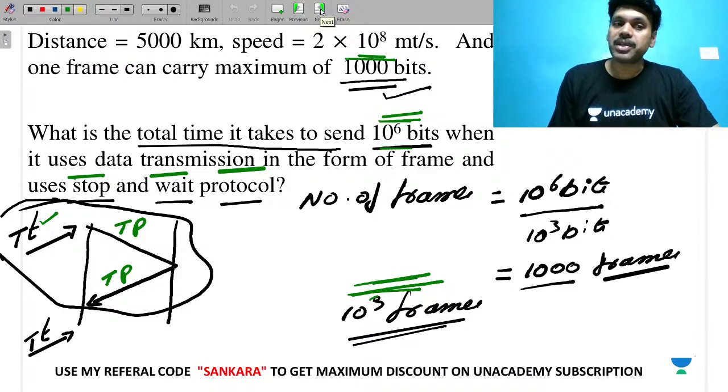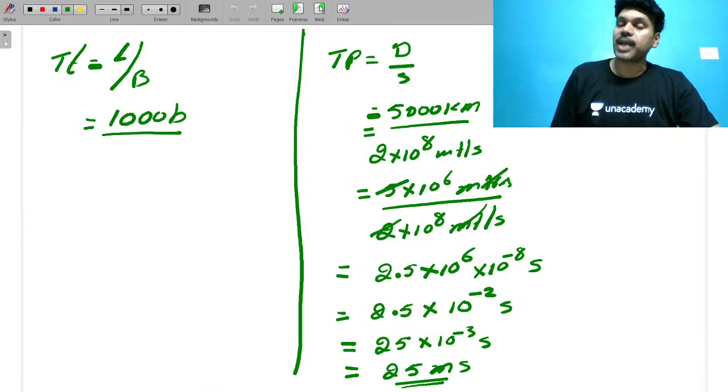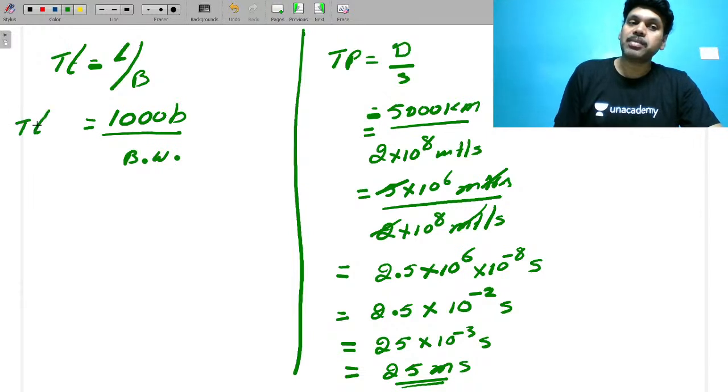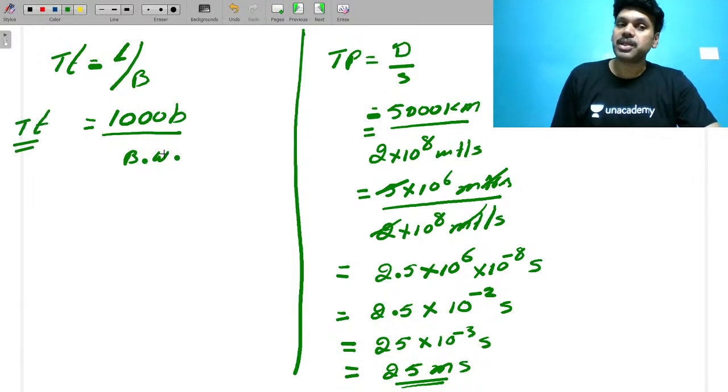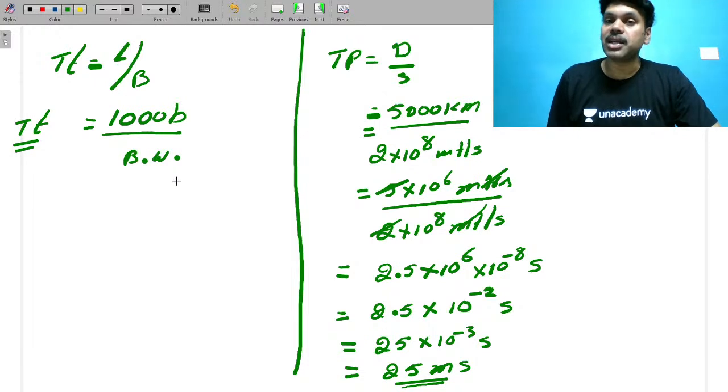So no bandwidth is mentioned. So I can take here the total time it takes to send 10 power 6 bits when the data is transmitted in the form of frames using the stop and wait protocol. So my dear friends, how do you calculate bandwidth? To calculate bandwidth, there is a requirement of TT time. TT also I don't know, therefore it is impossible to calculate TT here.